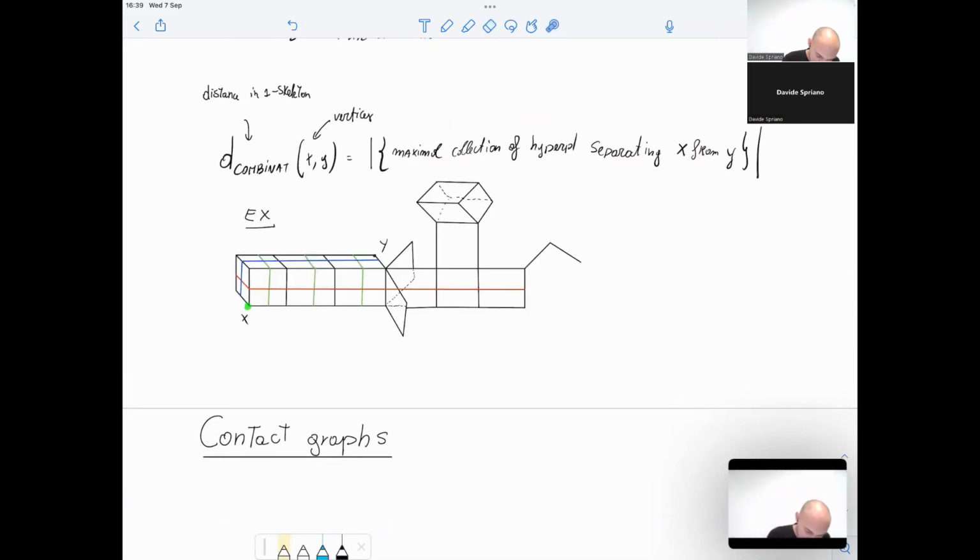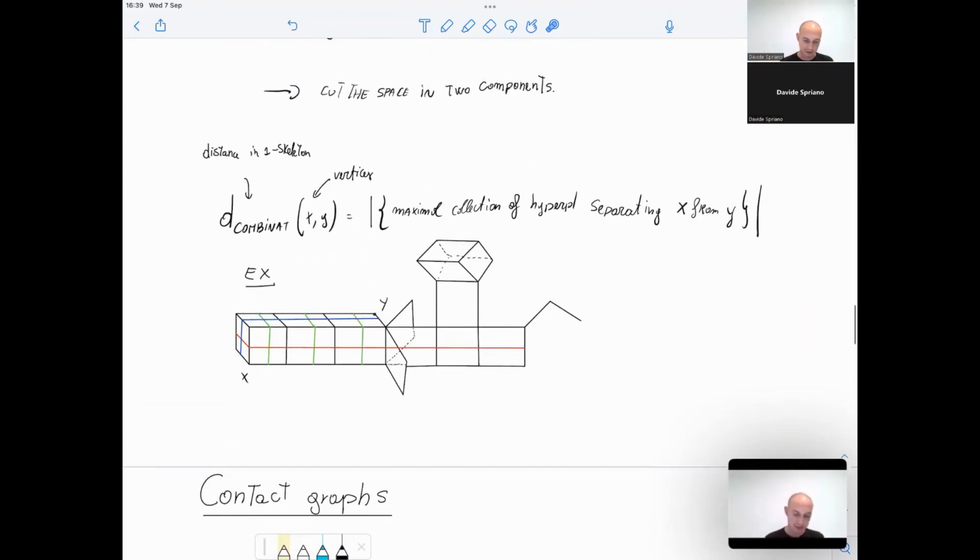I have here x and here y. And then the point is that if I take any geodesic between the two of them, every hyperplane that separates x and y needs to cross the geodesic. And since each edge is intersected by exactly one hyperplane, I intersect at most one hyperplane for each edge. And since hyperplanes are convex, I can intersect every hyperplane once. So this is why I get this identification.